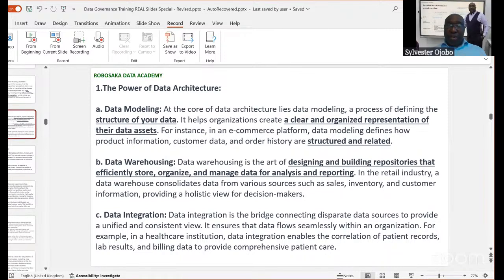There must be repositories. This is how information will be stored. Standardized information, you organize it very well, and manage the data for analysis and reporting. If there's no repository, it will be difficult for you to store and organize. Then data analysts come in to carry out analytics, and visualization takes place before reporting. If things are not well done, it will be difficult. So it's a typical example that has been given, and the one I have put there, in the retail industry.